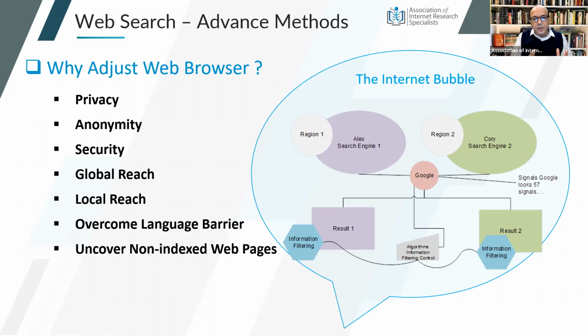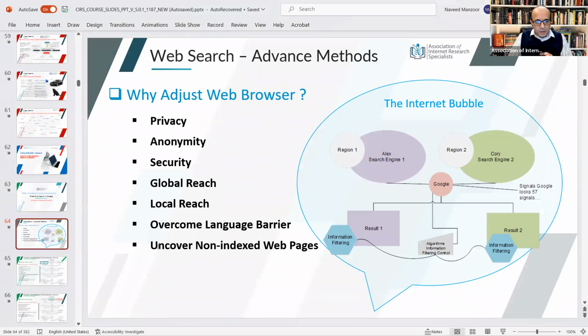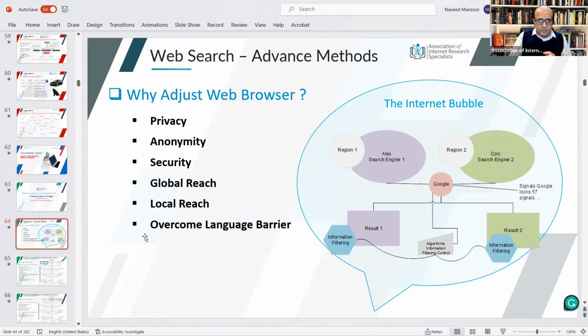But the second question might be how can you overcome this barrier? So they would give you a choice of privacy, anonymity, security, global reach. All these are some of the major headings or major areas in your browser which can be adjusted, or you are given that option to be able to make changes in these areas. So anonymity, privacy, security, just remember these: global reach, local reach, overcome language, so you can choose your language. Non-index, this is probably the last one, is not as important and probably not something that we need to worry about. So these are the ones that we will have to remember.